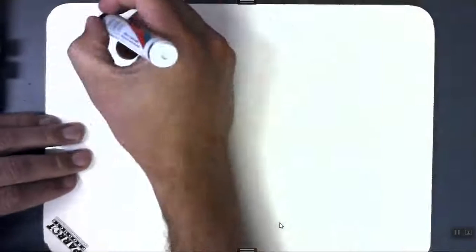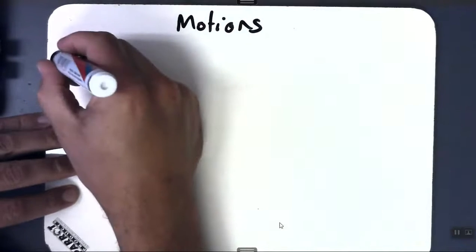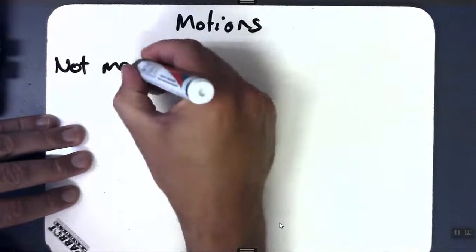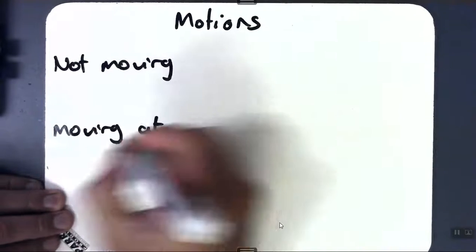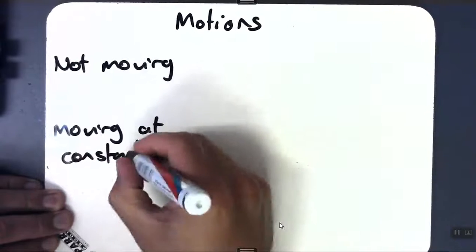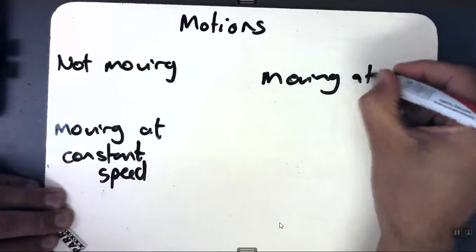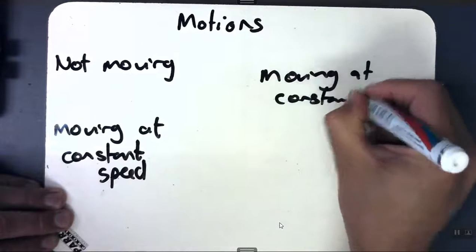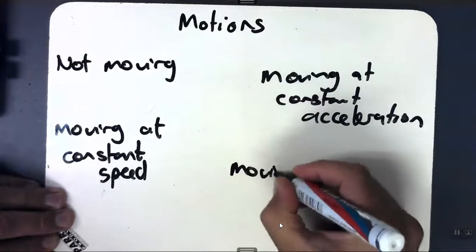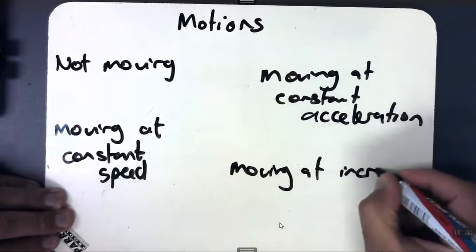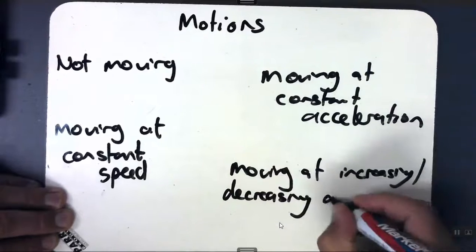In motion we get four types of categories, where the first one is not moving, the second one is moving at a constant speed, then we're moving at a constant acceleration, and then moving at an increasing or decreasing acceleration.